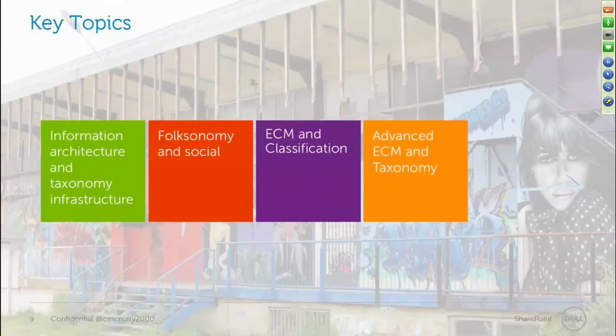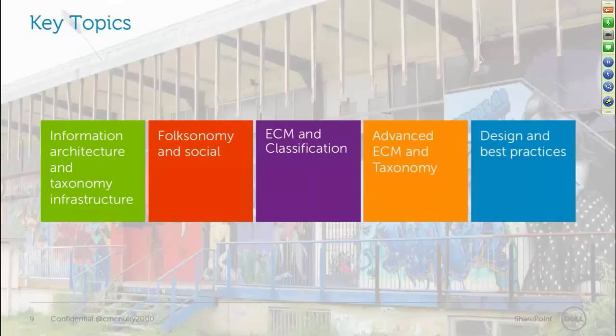The fourth module will apply managed metadata and those ECM capabilities and look through some advanced scenarios for how to use taxonomy in conjunction with content management for document routing, for lifecycle management, for building out information catalogs. Finally, we'll conclude with looking at wrapping this all up with some guidance for design concepts and best practices to go implement this in your own organization as we move forward.